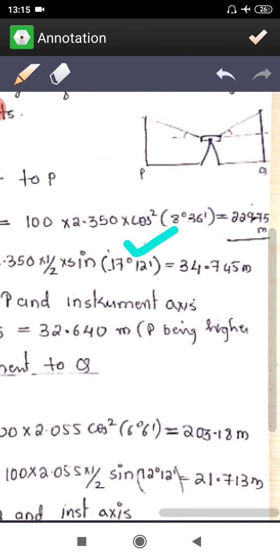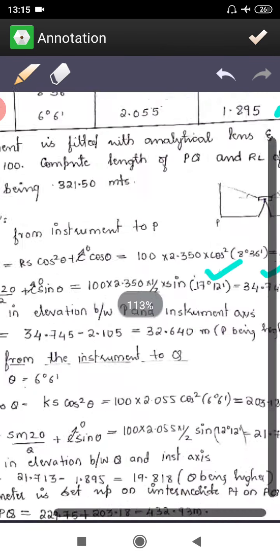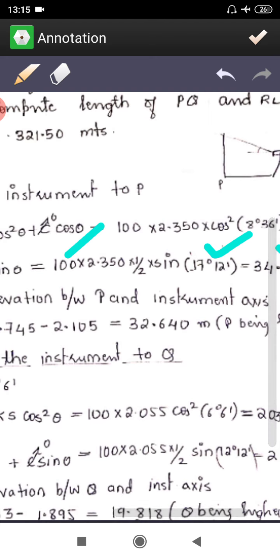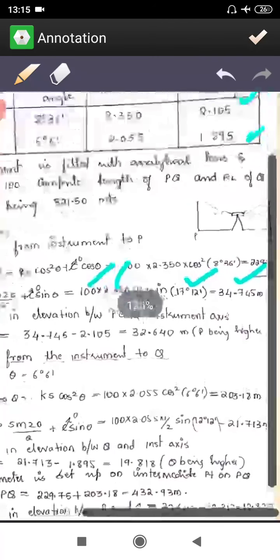So this is 2 theta, right? So here we have got 34.74 meters. Now what we are providing is K, so you will have the Ks value 2.350, the first row, first column value you are going to take. Then you have half of sine 2 theta, that is 8 degrees 36 minutes into 2, so you are going to have 17 degrees 12 minutes. So that we are going to take here. The final answer is 34.74 meters.